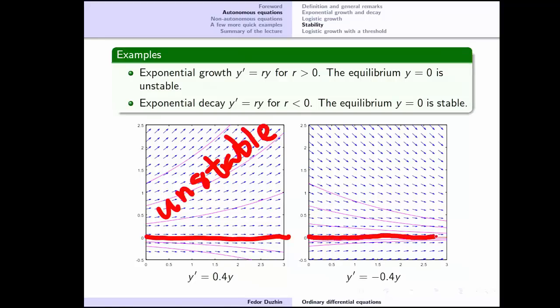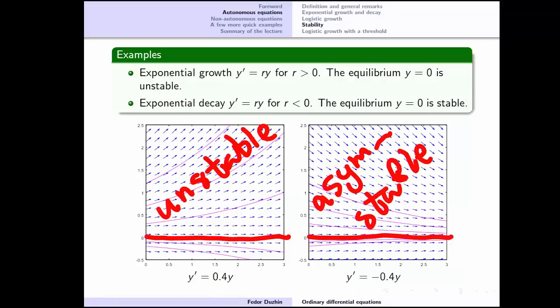Here, this is the exponential decay, so the right-hand side of the differential equation has a negative coefficient, so all solutions tend towards the equilibrium. So here we say that it is asymptotically stable.